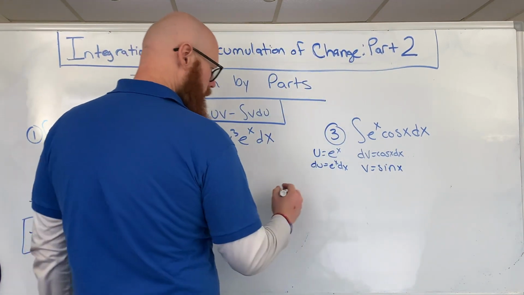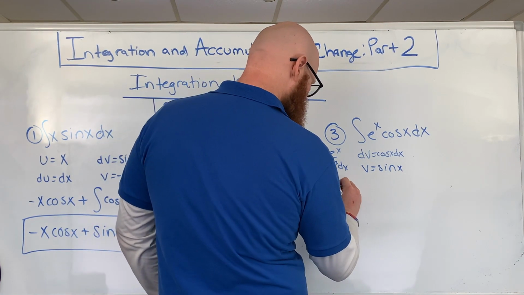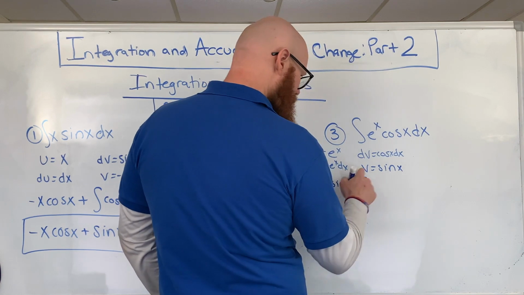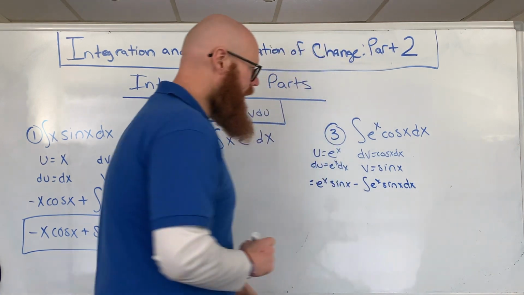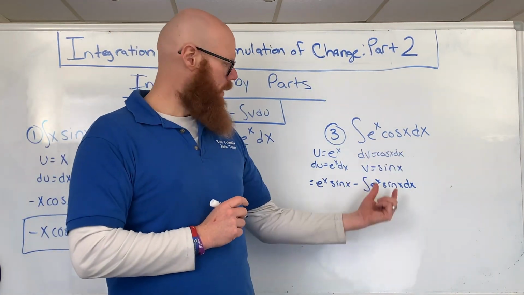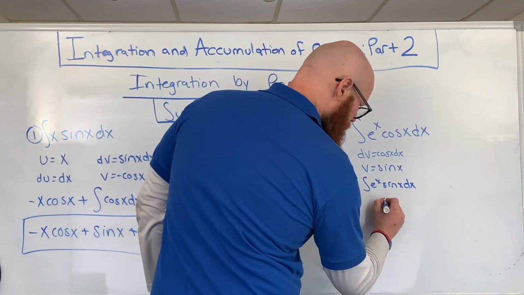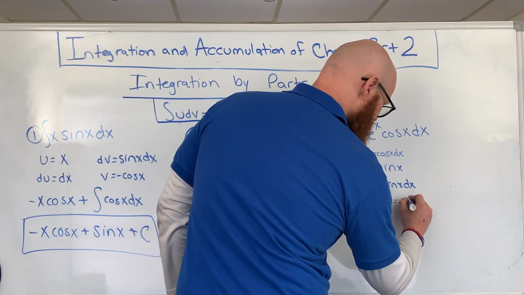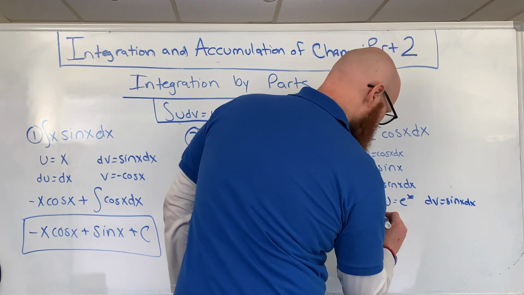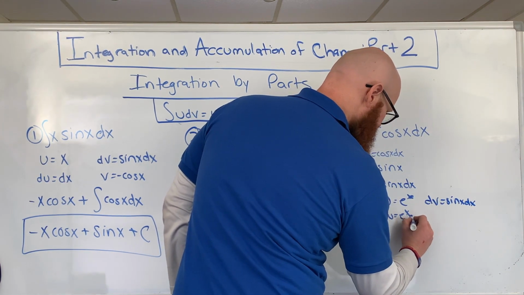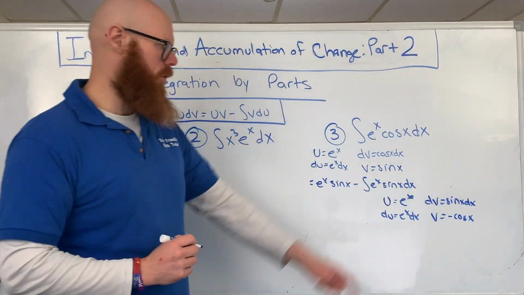So if I use the formula, we are going to get e to the x sine x, uv, minus the integral of v du, so e to the x sine x dx. And what we end up with is, it looks very similar, right? It's just integration by parts again. So I'm going to do another little integration by parts over here. I'm going to make u e to the x, dv equal to sine x dx. du is e to the x dx, and v is negative cosine x. That is the integral of sine.